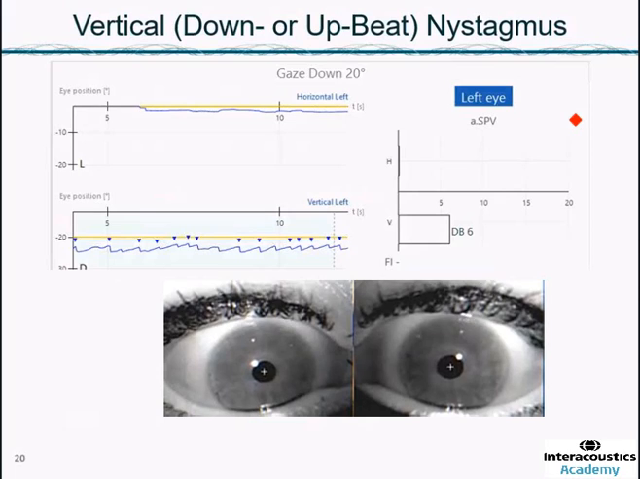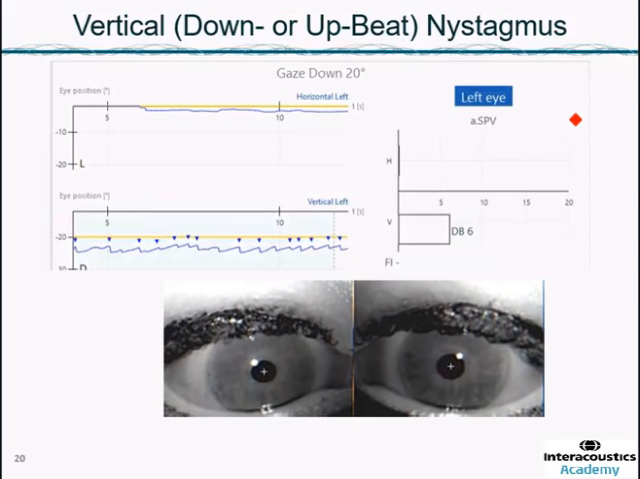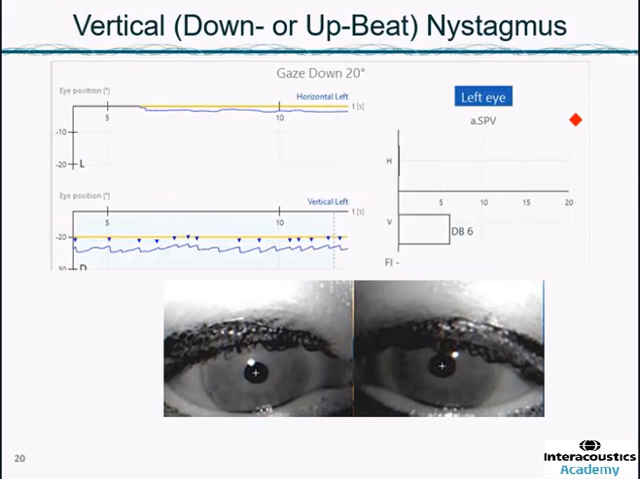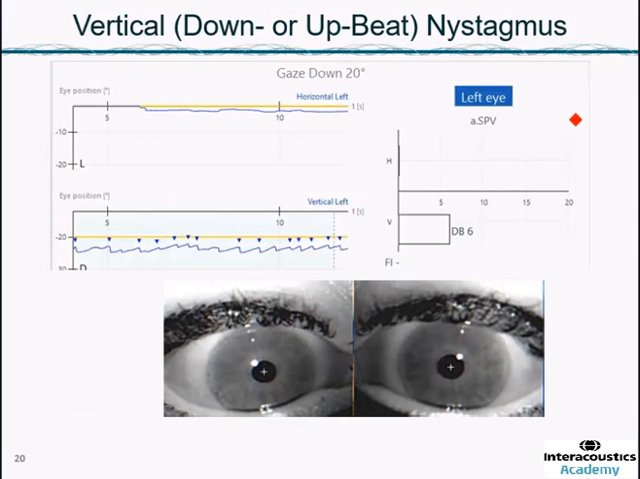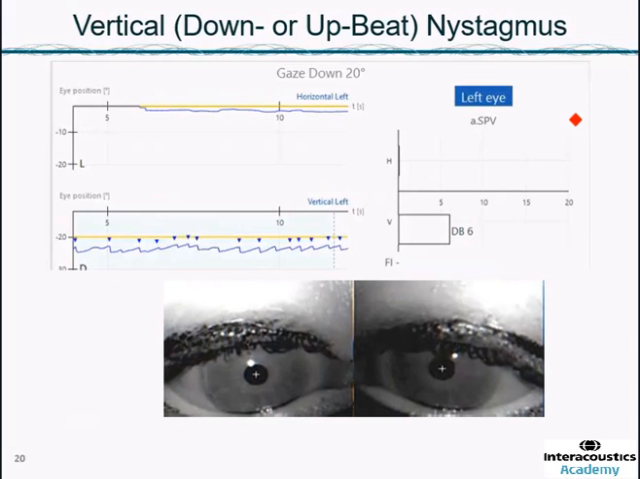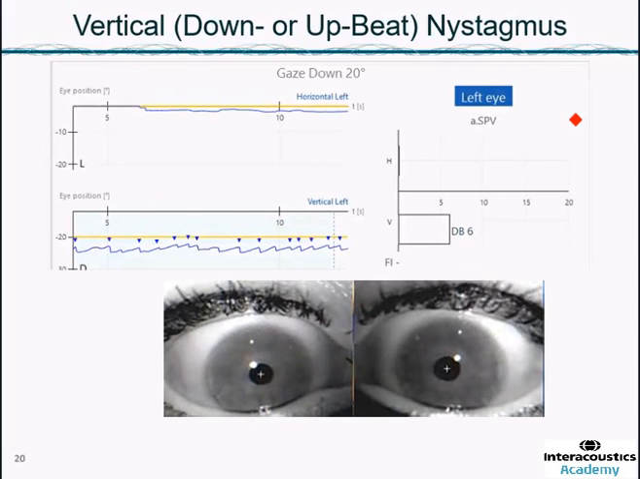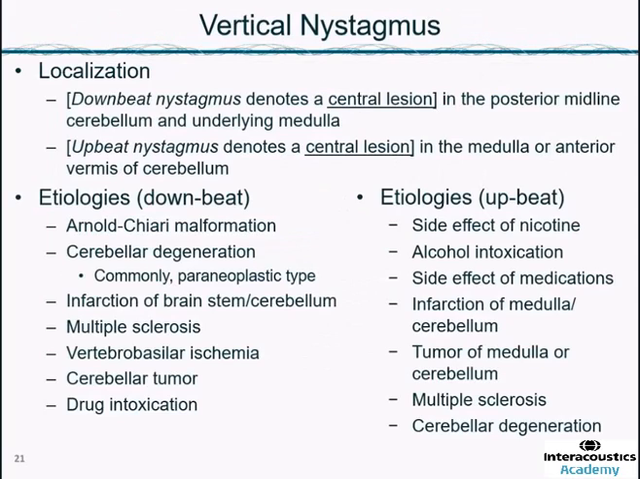Everything that we have talked about so far has been related to horizontal nystagmus. You can also have vertical nystagmus in the presence of fixation. Here you see a downbeat nystagmus. This is a clear downbeat nystagmus, and you can see in the tracings that it is a downbeat nystagmus. As for localization of vertical nystagmus, as long as it's a pure vertical nystagmus, it is definitely a central lesion.